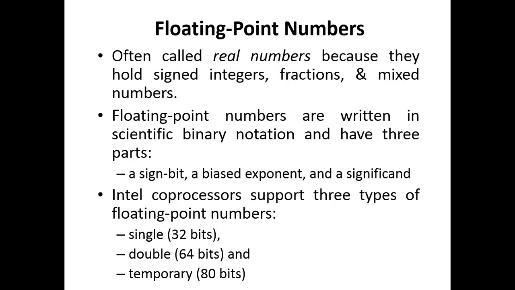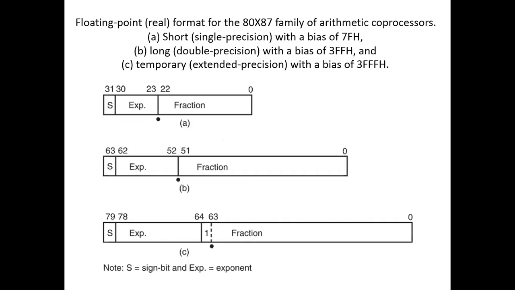Intel supports three types of floating point numbers: single, which is 32 bits, double, 64 bits, and temporary, which is 80 bits. Single is single precision, double is double precision, and temporary is extended precision, which can be pictorially represented as follows. A indicates the short, that is single precision, which has three parts: fraction, exponent, and the sign bit. The 31st bit is the sign bit.